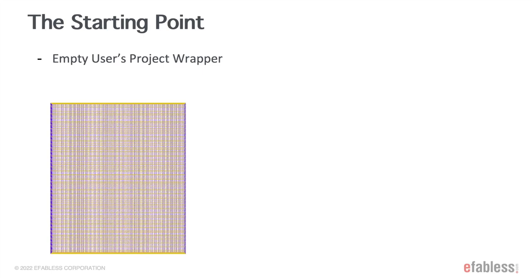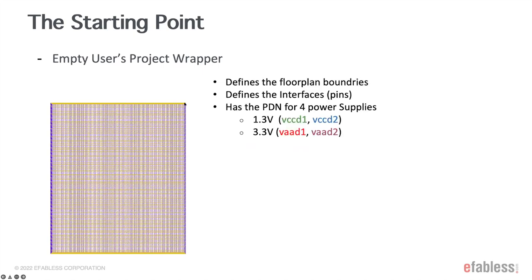Your starting point is an empty user project wrapper, and this empty user wrapper defines the area in the Caravel chip where your design goes. The user project wrapper defines the physical footprint. It defines a rectangle that encloses the area where your design, after physically implementing it, will be placed. Also, it defines the interfaces, so what are the pins that will connect your design, which is hosted by this user's area, to the rest of the chip.